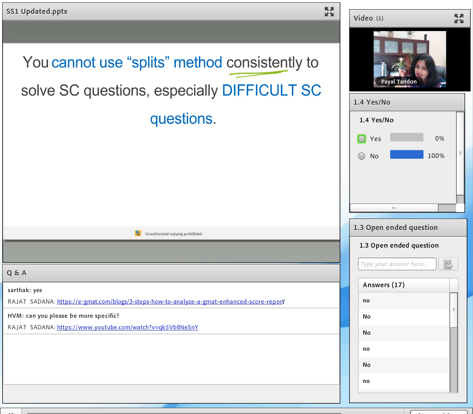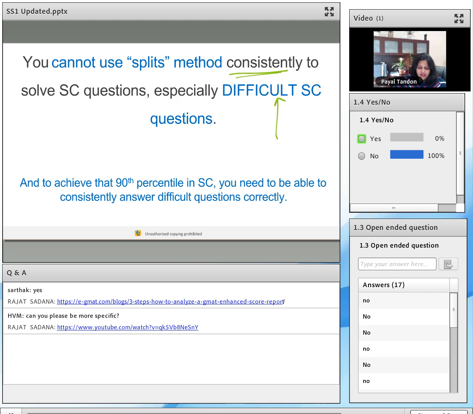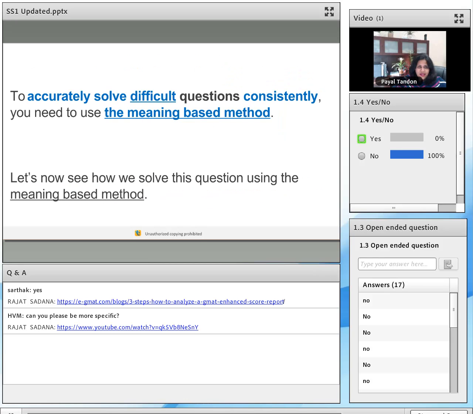Again, consistency is the key, because remember, in order to get to that 90th percentile, you need to be consistent in your performance through the test, which means you have to be able to solve difficult questions consistently. So again, it would become really difficult. You cannot utilize this method to solve questions in a consistent manner. So that's the reason why this method won't work.